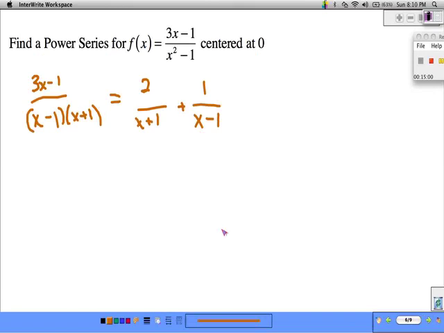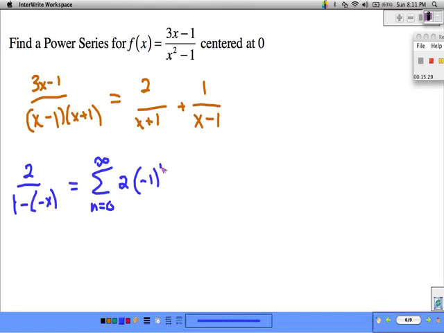And these are two things that I can write power series for. 2 over x plus 1 is really 2 over 1 minus negative x. Well, that I can write a power series for: 2 times negative x to the n, or 2 times negative 1 to the n, x to the n. This will converge when the absolute value of x is less than 1. So its interval of convergence is negative 1 to 1.